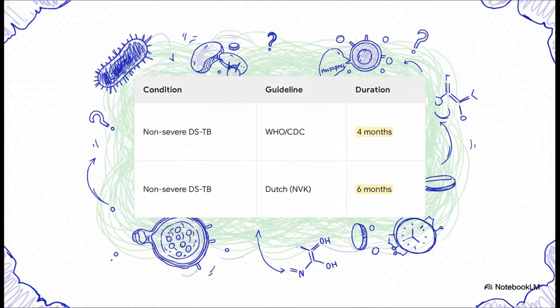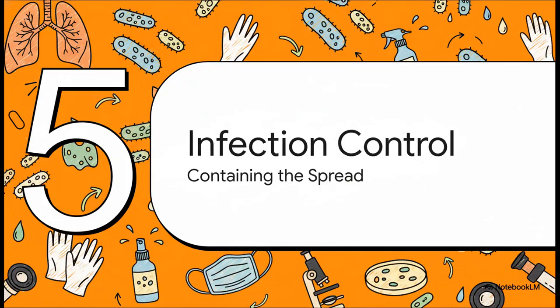Now, here's another really fascinating point of divergence: treating kids. For non-severe drug-susceptible TB, major international bodies like the WHO now recommend a shorter 4-month regimen. This is based on solid data from the SHINE trial. But Dutch national guidelines currently stick with the traditional 6-month course. This just highlights that time lag that can exist between new global evidence and when it gets adopted into national policy.